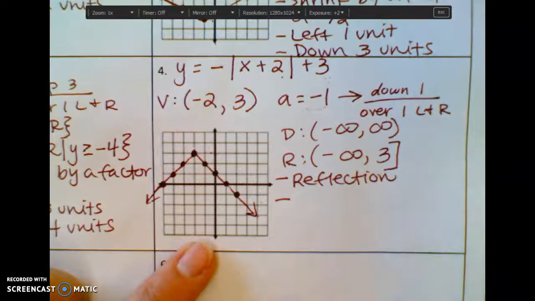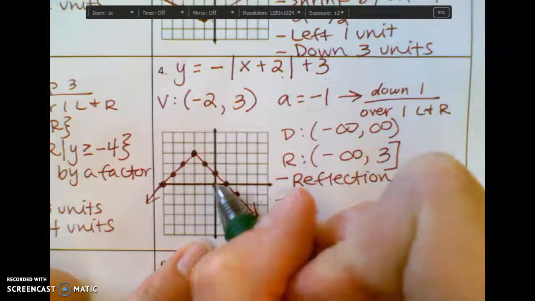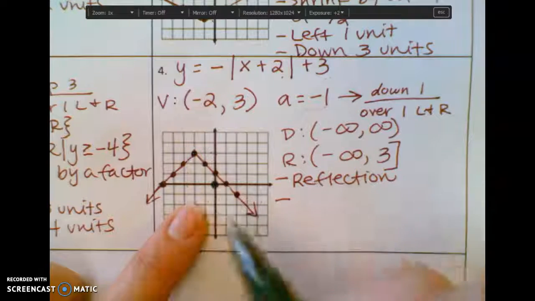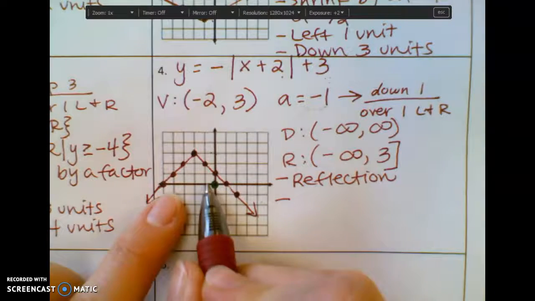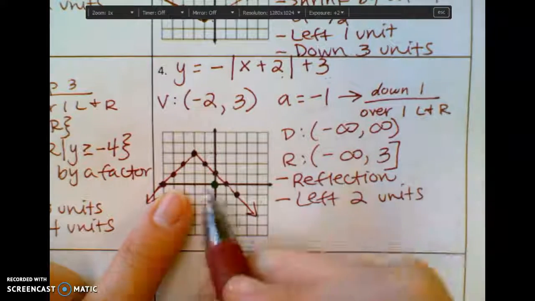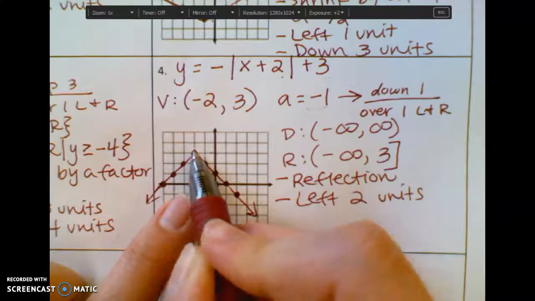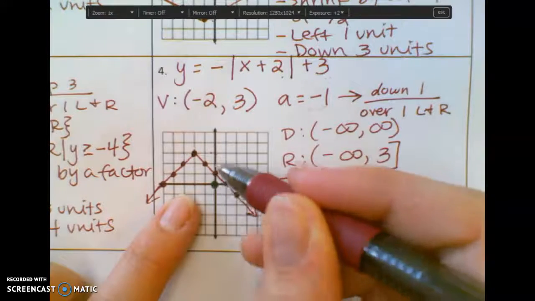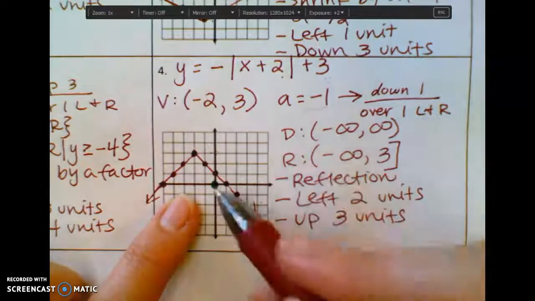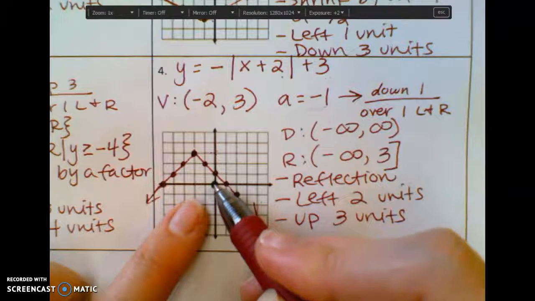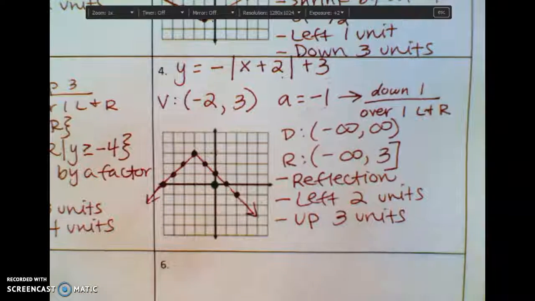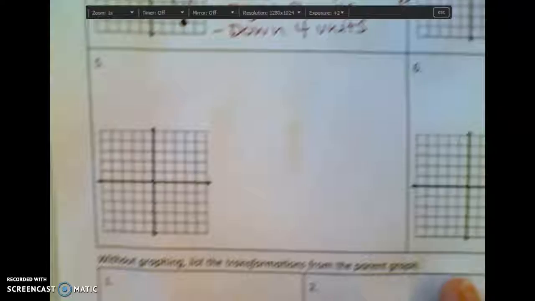Now we say, did it go right or left? So we always look at the origin because that's where the parent function starts. To go from here to here, did I go left or right? Yes, I went to the left 2 places. So I went left 2 units. All right, to go from here to here, what else did I have to do? I went up 3 units. So we're always looking at from the parent function, which is at 0, 0, to our new vertex. So there is number 4. Let's head to number 5.